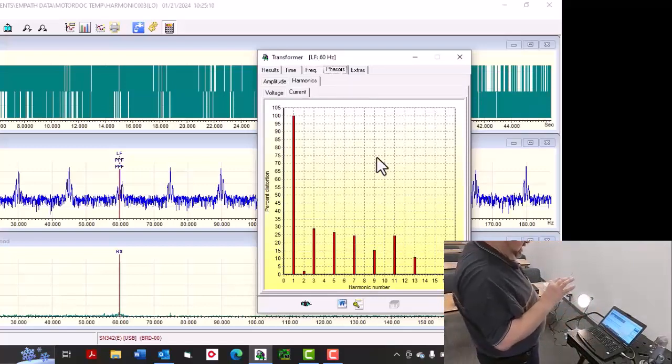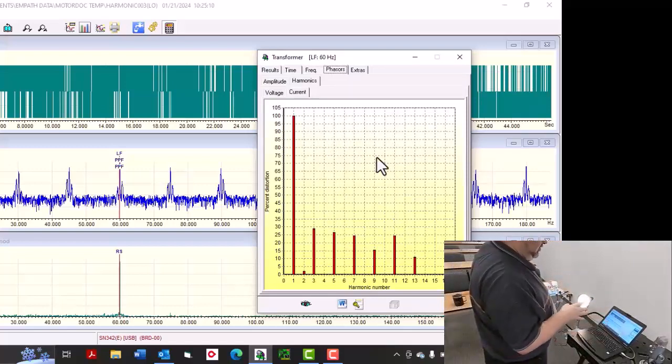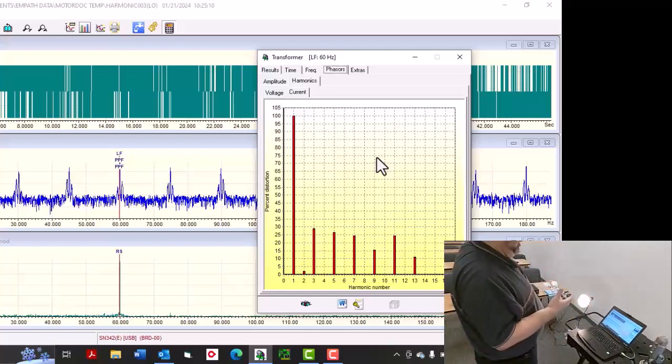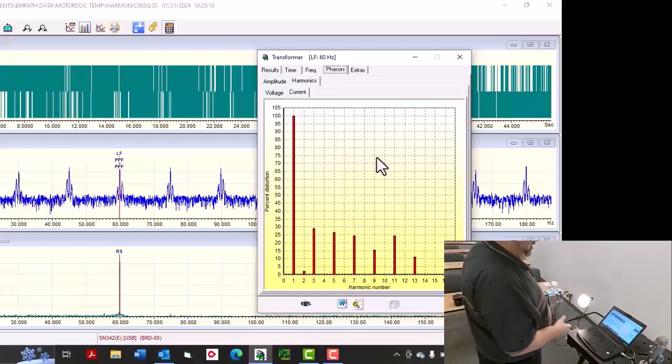We very definitely have third and ninth, but we also seem to have fifth and seventh and 11th and 13th. We have three-phase harmonics coming off of our driver. So that adds to whatever's in our system.